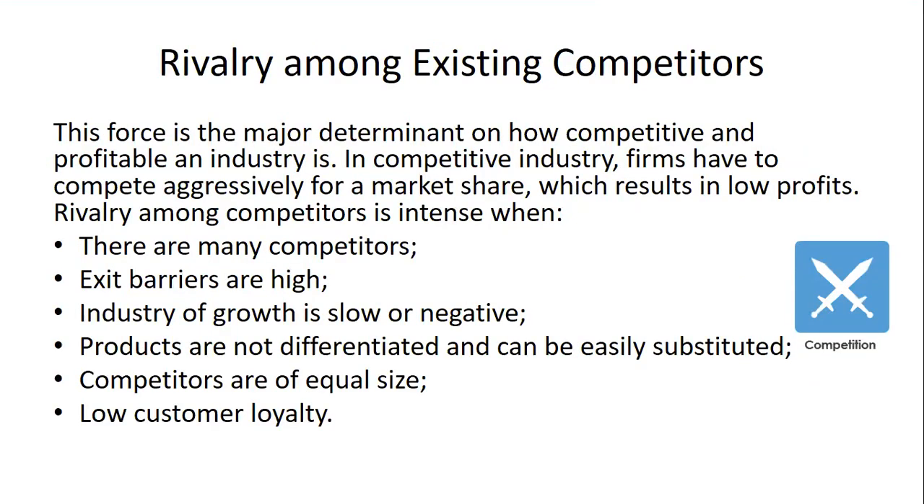Now, how can rivalry among existing competitors occur? So obviously, it is regarding competition and profitability. When we talk about rivalry of competitors being intense, in which situations will it be intense? There are many competitors. The exit barriers are high. The growth is slow, or it can be negative also. Products are not differentiated and cannot be easily substituted. Competitors are of equal size and low customer loyalty is found.